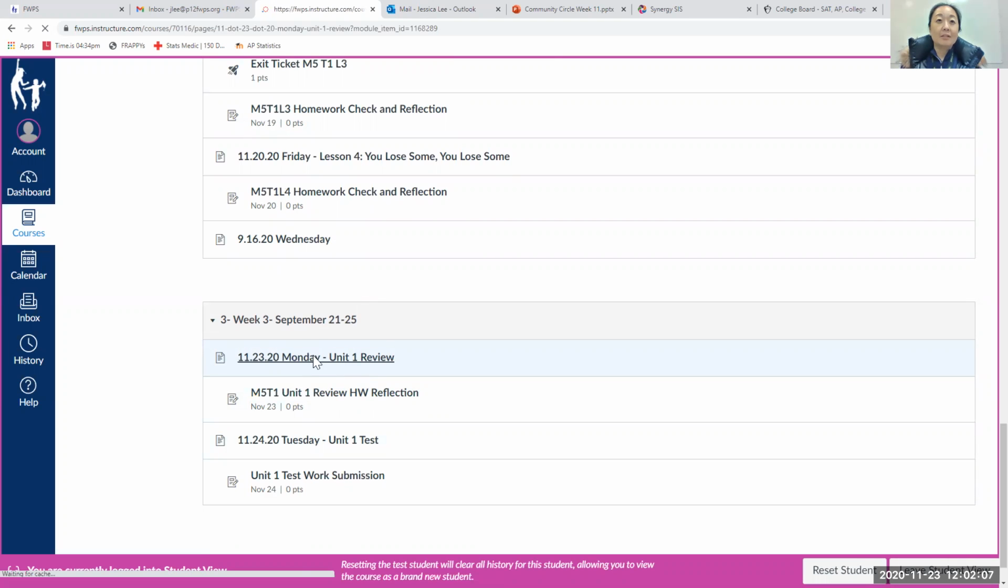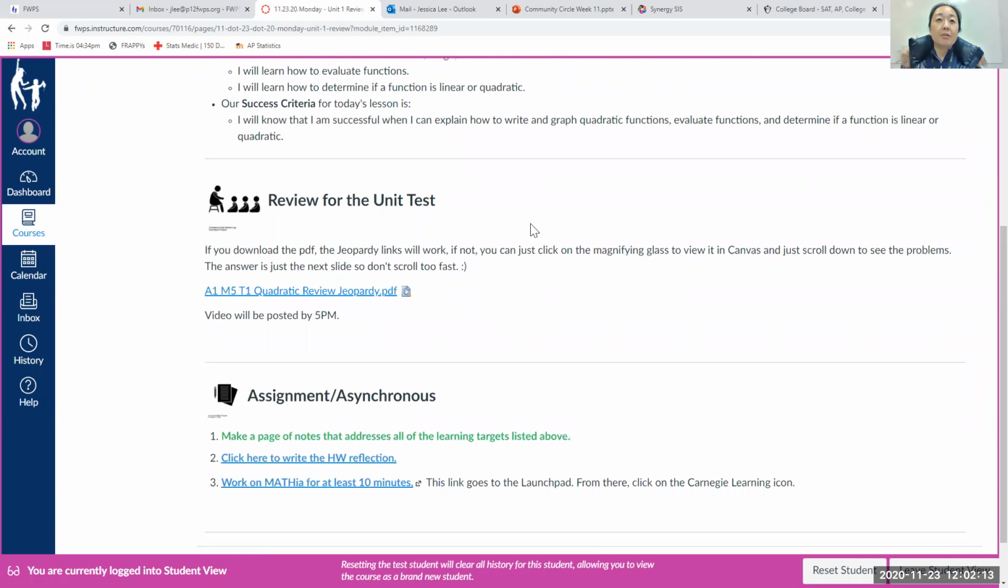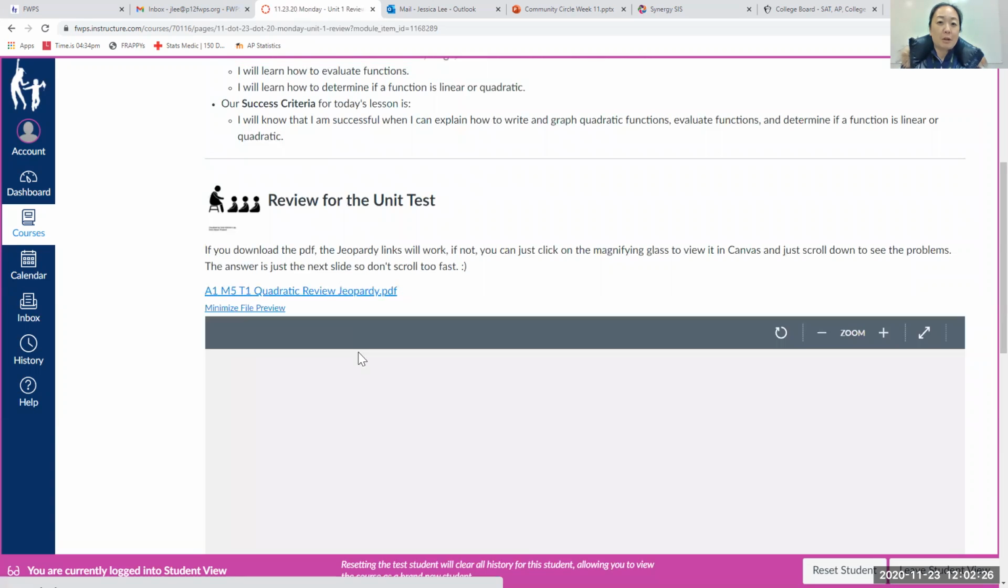Click on it. Okay, and from here, these are the things that we're going to be doing today. If you notice right here, it says review for the unit test. This is where the video is going to be. This is where I'm going to be waiting for you. You can either download this or click on this magnifying glass so that it'll open up and you don't have to download it.